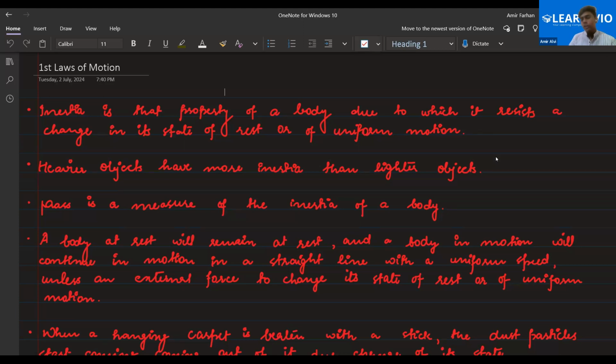Suppose I'm sitting right now. If someone is trying to change my state, my body will say, no, I just don't want to change the state of my body, I want to stay at rest. If I'm running, my body will say, I want to keep running, because inertia is the thing that will oppose the change in state. Clear, everyone? Yes, sir.